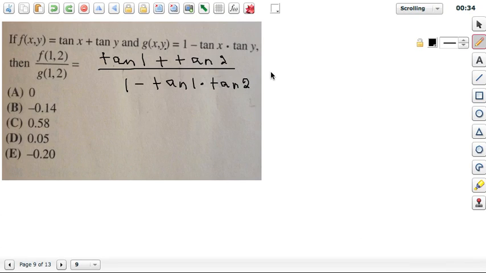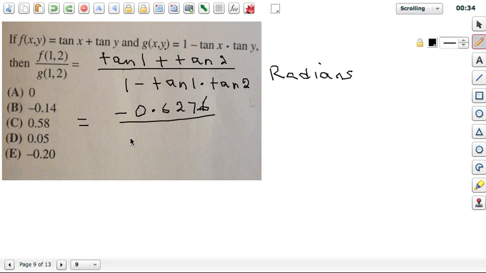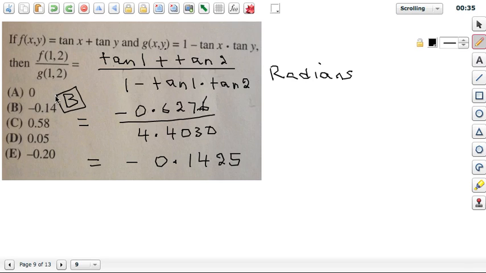Check your calculator, make sure it's in radians, and figure out the answer. And the answer should be negative 0.6276 divided by 4.4030. The final answer is negative 0.1425, and your choice is B. Congratulations if you did this.